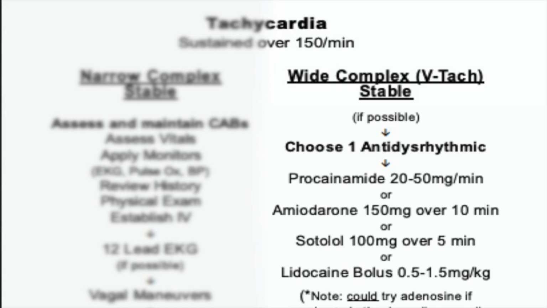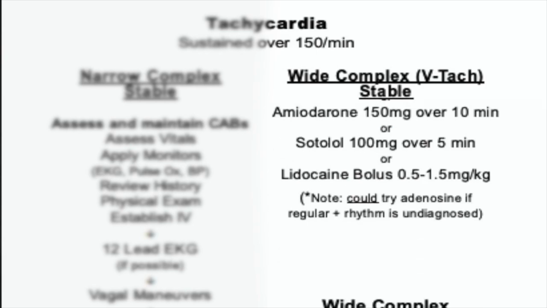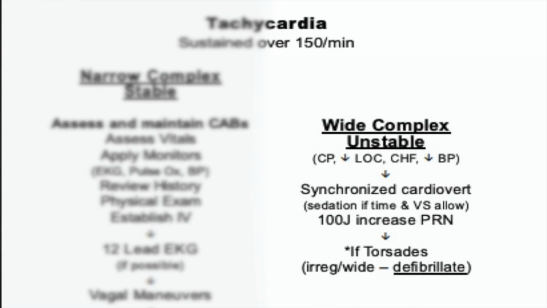Most commonly right now we're seeing that amiodarone is our standard go-to medication. However, certainly there's nothing wrong with any of those others at the physician's discretion. If this patient in VTAC becomes unstable at any point in time, that is, has any of those 4 signs of CASH, any one of them, he or she should be synchronized cardioverted starting at 100 joules. And then we increase the energy with each subsequent cardioversion if need be.